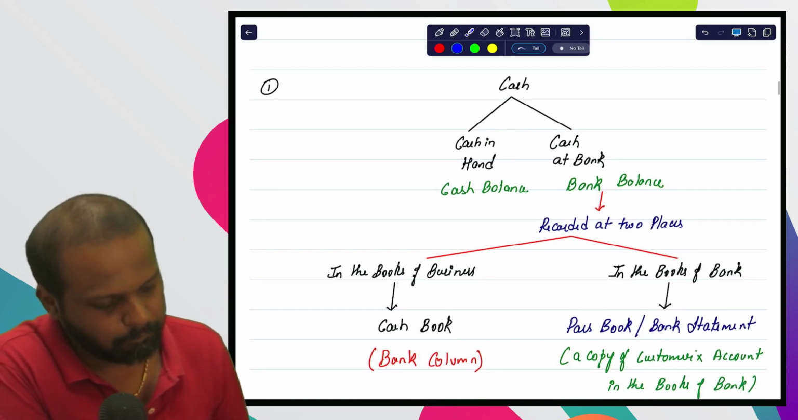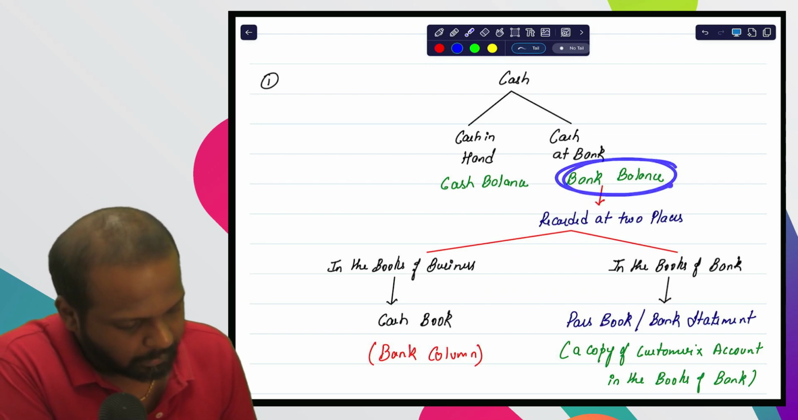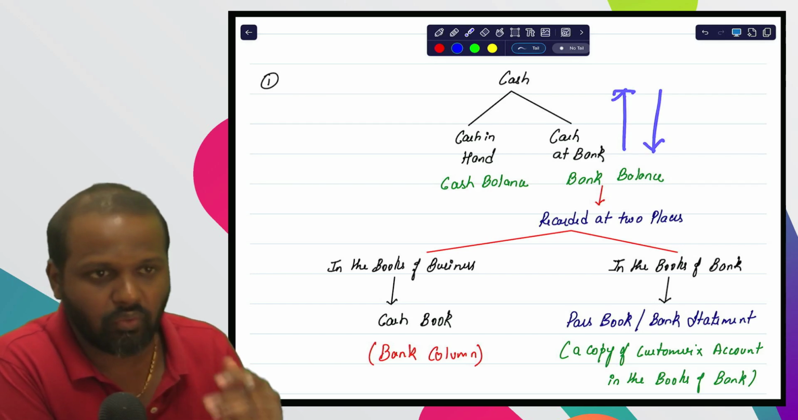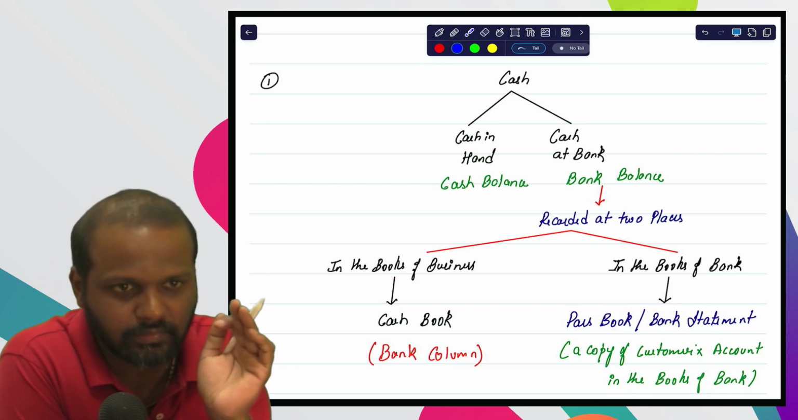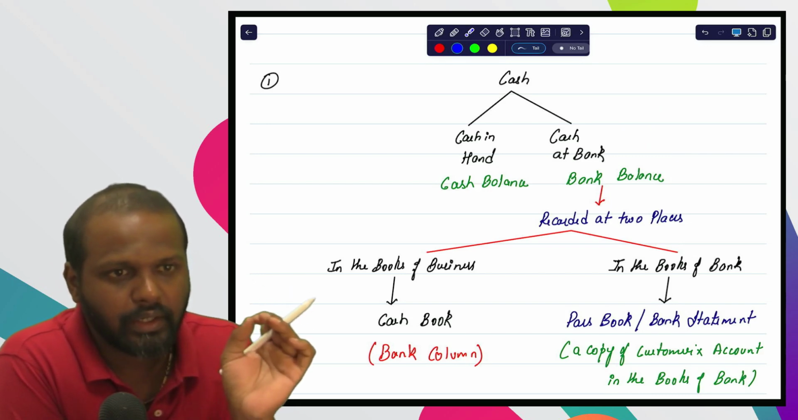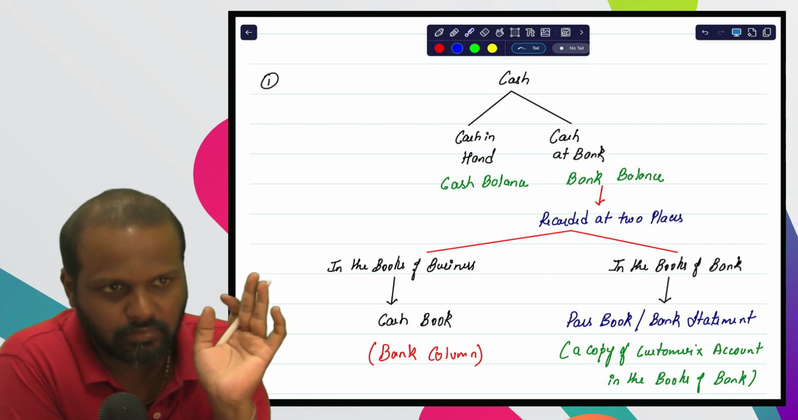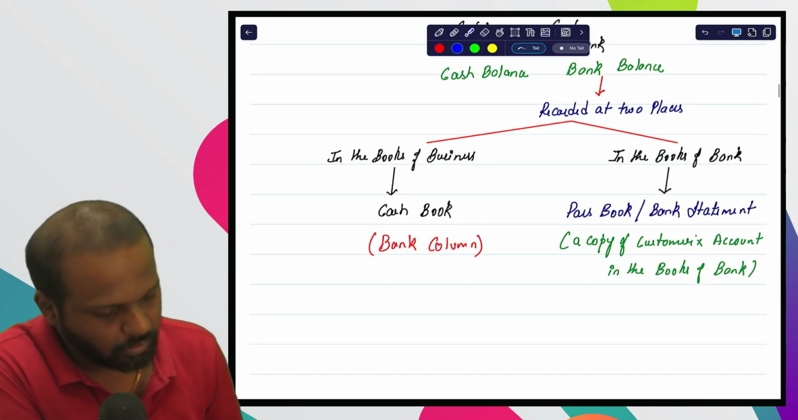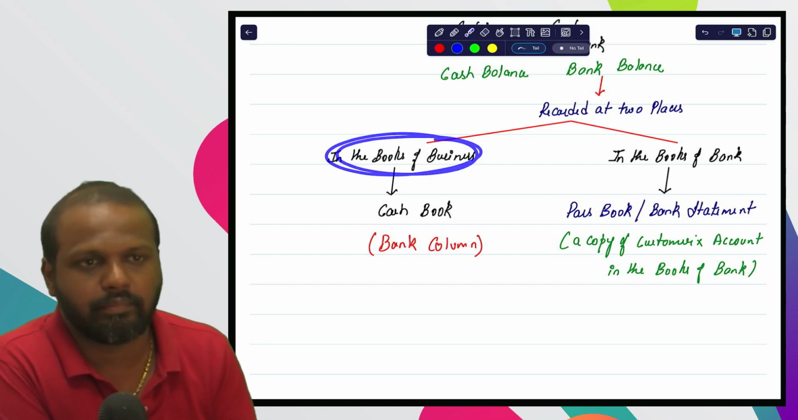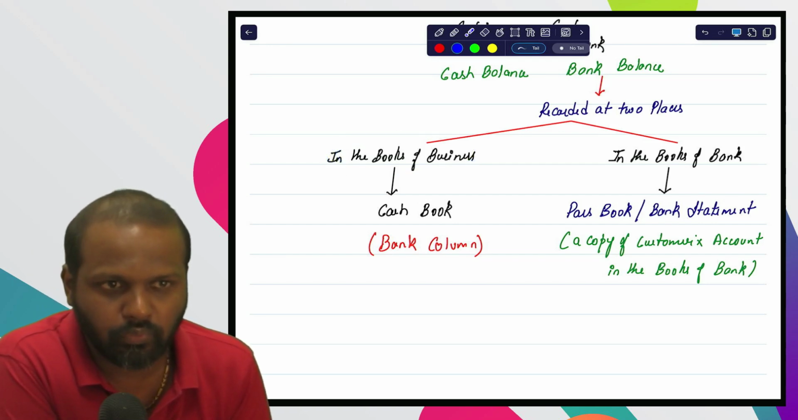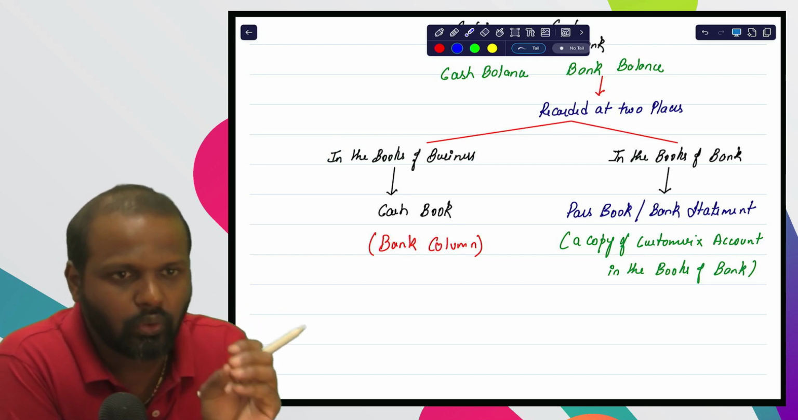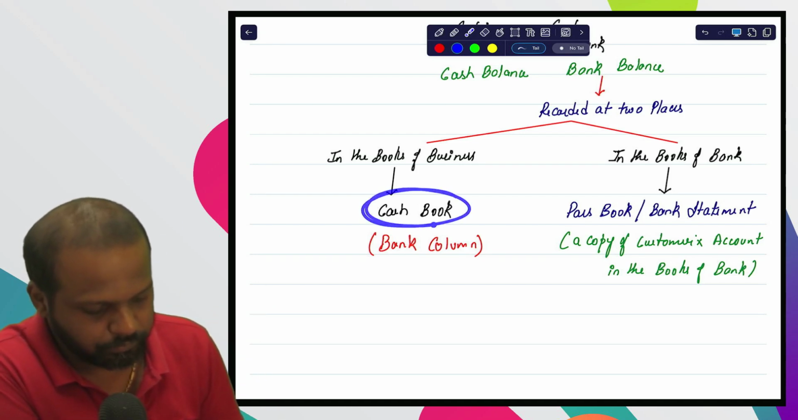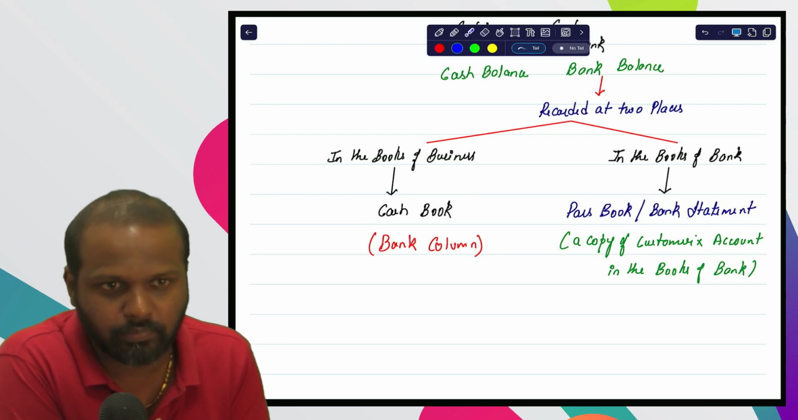Now understand, whenever the business bank balance increases or decreases, whenever changes happen in the bank balance, they are recorded at two places. Every banking transaction is recorded at two places. One we record in the books of the business. The business records all the banking transactions in a book called the cash book.